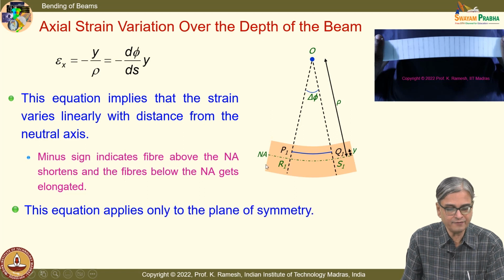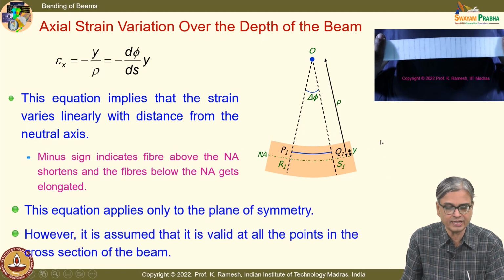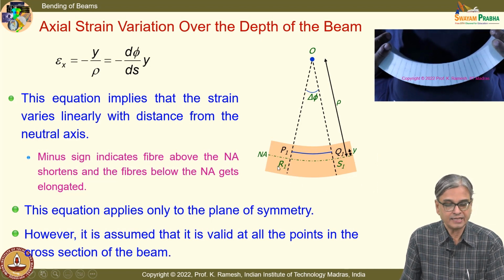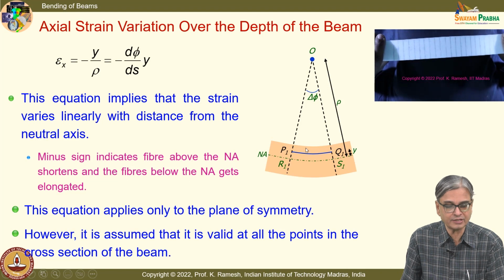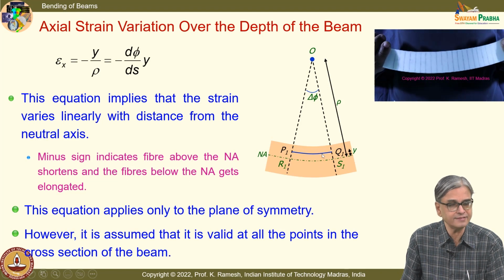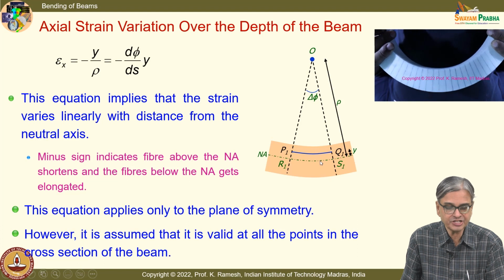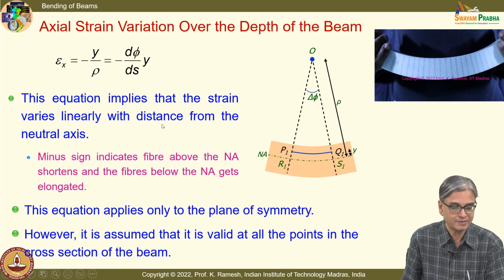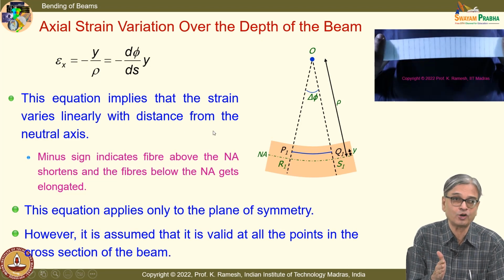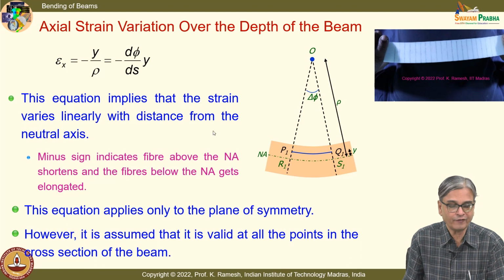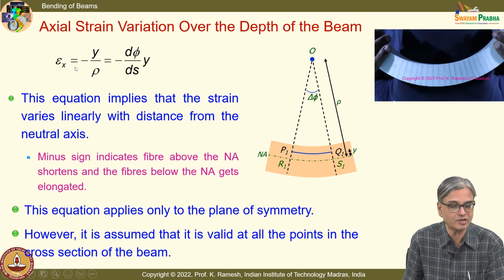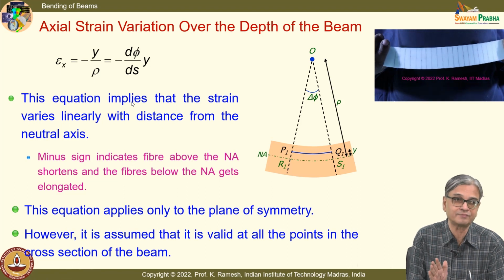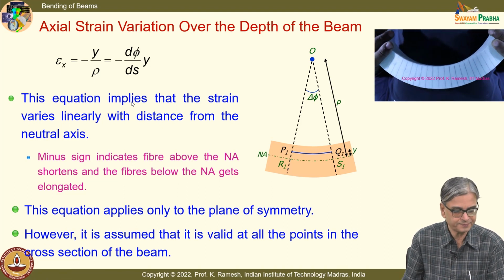And we have taken a sign convention. When you take anti-clockwise moment as positive, that produces compression on the fibers above the neutral axis and produces tension below the neutral axis. That is the reason why you have the minus sign. If you look at some other books, they may not have followed this sign convention. You will find that they will simply say epsilon x equal to y by rho. So, you will have to be very careful about the sign convention, and that is very important.